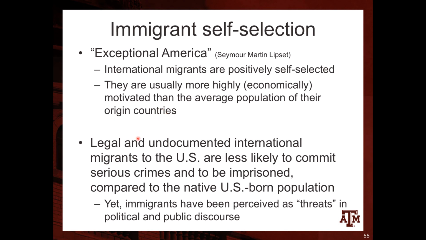So legal and undocumented international migrants to the US are less likely to commit serious crimes and to be imprisoned compared to the native US-born population. This is really interesting data, because you usually hear in the media and in public discourse that immigrants are perceived as threats in all this political discourse, but data shows that they are less likely to commit serious crimes and to be imprisoned compared to the US-born population.